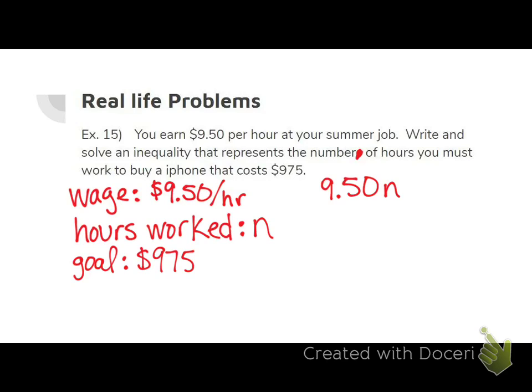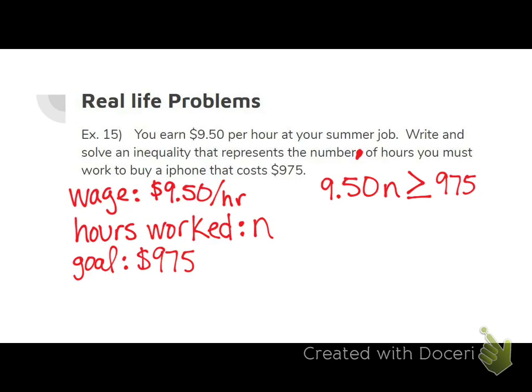We need at least how much money? $975. So what inequality symbol is appropriate for at least? Greater than or equal to. We don't want it to be less than $975. We want it to be greater than or equal to $975. We want at least that much. So if we make more than that, great. Maybe we can buy a case to put on our new iPhone or something. But we need at least that much, greater than or equal to.